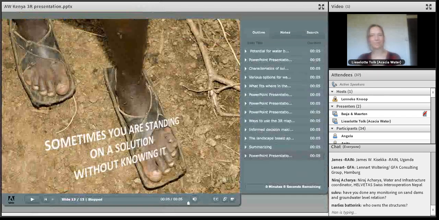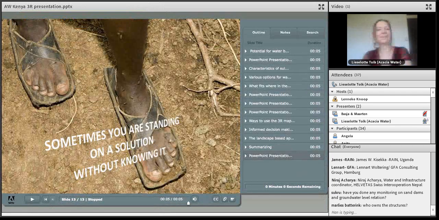Okay, thank you for the introduction. I want to talk to you about the potential for water buffering, especially in northern Kenya, where we did a project for mapping the potential of the different 3R techniques. And we did it with a landscape-based approach. My name is Liselotte Tolk, and I work at Acacia Water. And we carried out this project together with Aqua for All, IRC, and in cooperation with the Millennium Water Alliance in Kenya.